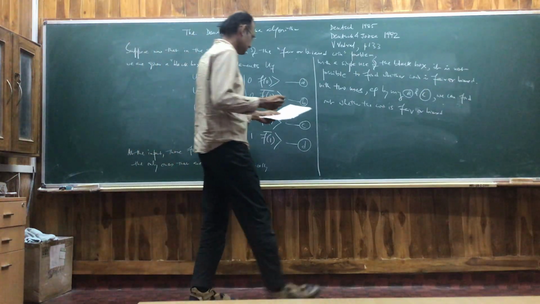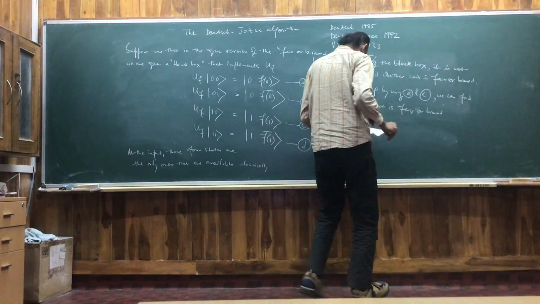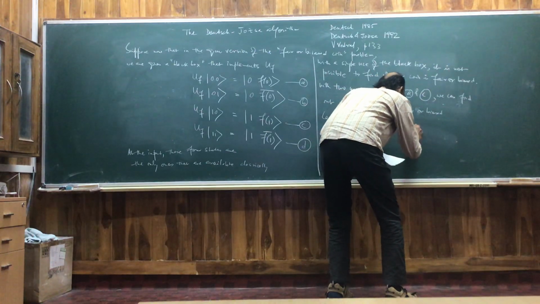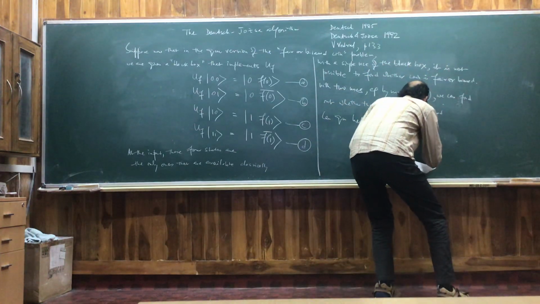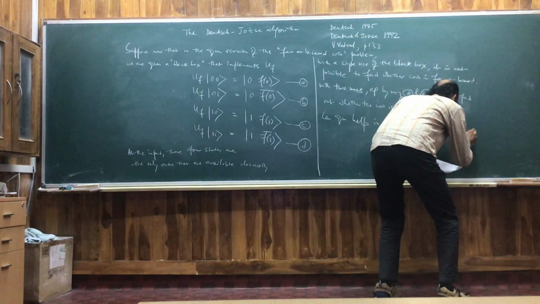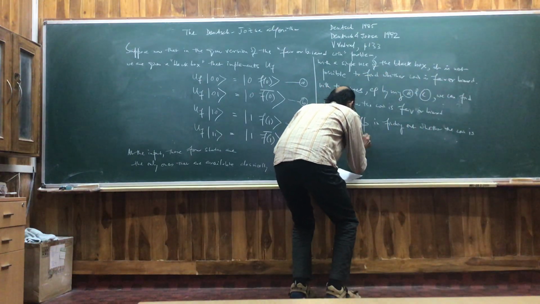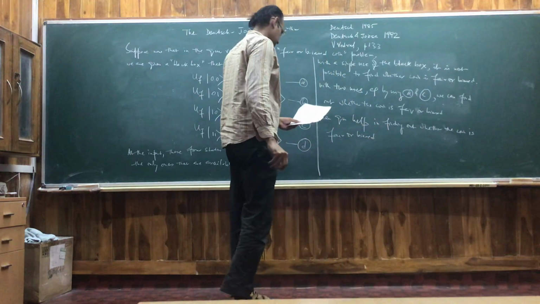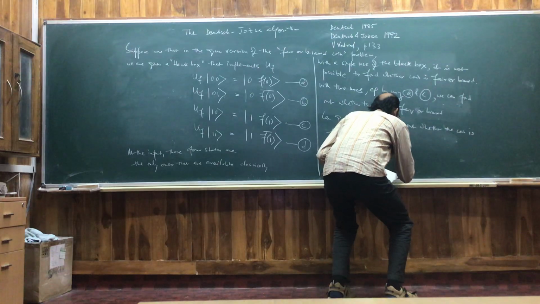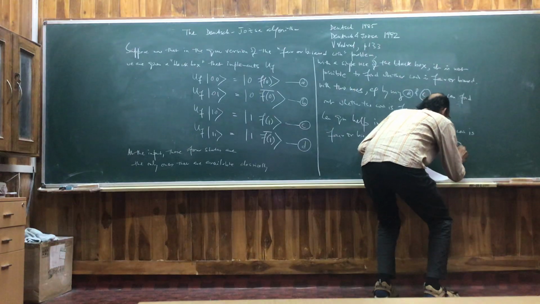So the question now is, can quantum mechanics help in finding out whether the coin is fair or biased by using UF ones.